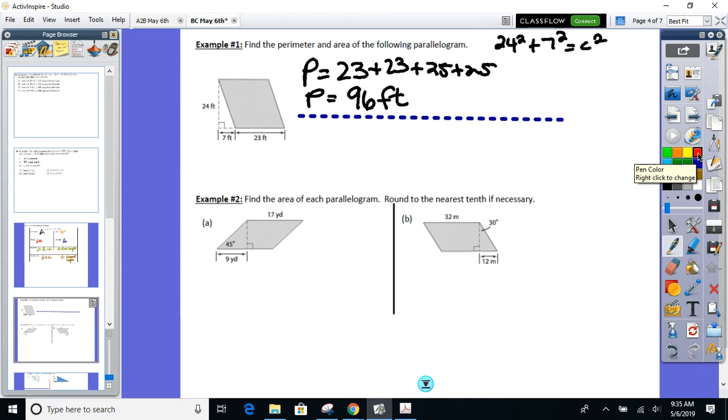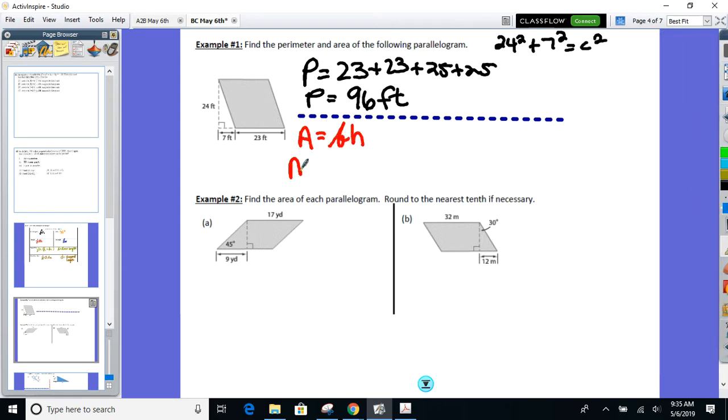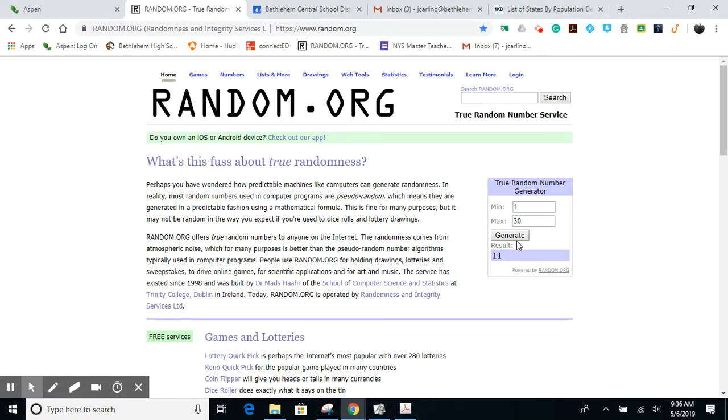Okay, ready for the area. Base times height. Guys, the base and the height are already on that diagram. You just got to know which one is which. That's my point I'm going to drive home to you today. Base times height. The height always comes from a vertex and is perpendicular to the opposite side. Do you see a line segment up there that's been drawn in for you that starts at one vertex of the parallelogram and is perpendicular to the opposite side? Name the length of that segment. 11.